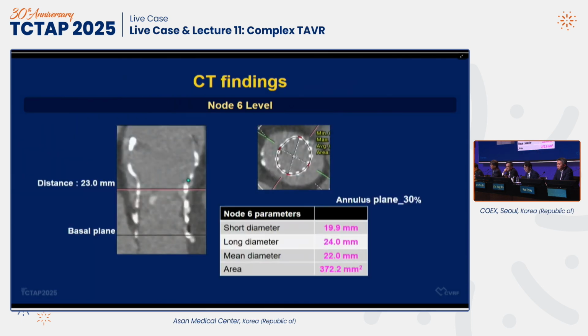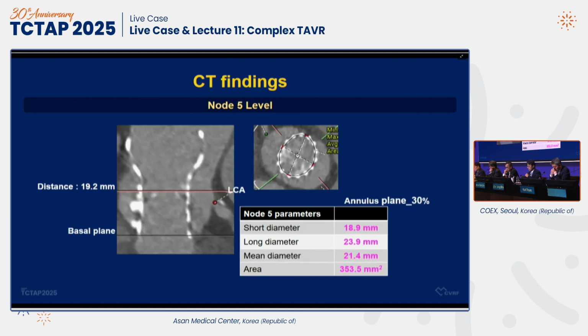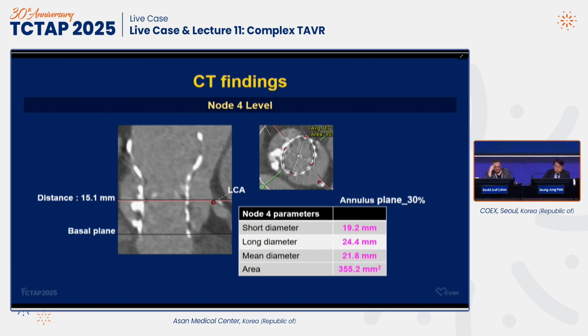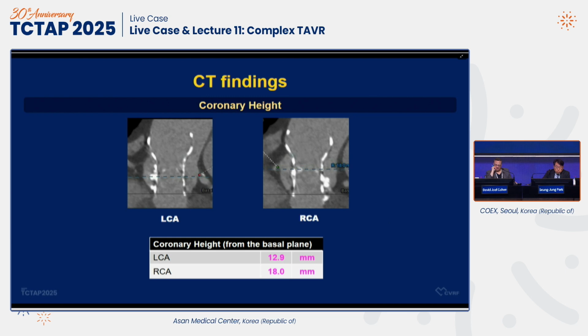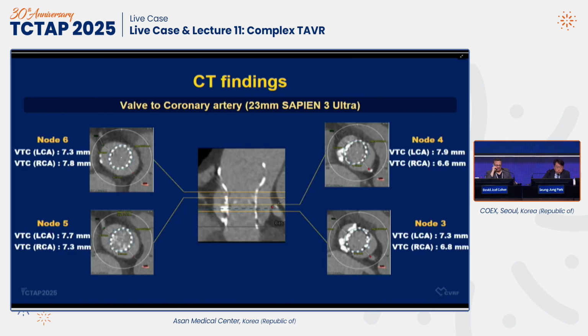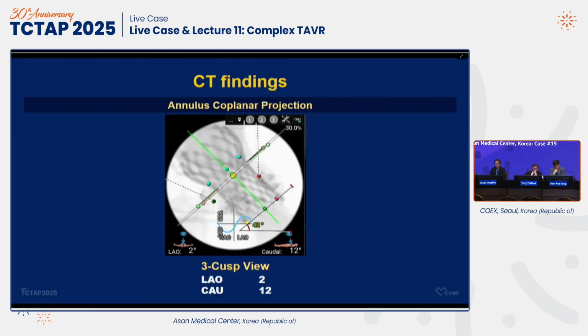And we measured the area and diameter at each level of the Evolut R node, and this is node 6, which is the neo-skirt plane. The area was 372.2 square millimeters, and mean diameter was 22 millimeters. And we did the same measurement for each level. And there's a left coronary artery coming out at the level of node 4 to node 3. And coronary height on the left side was 12.9 millimeters, on the right side 18 millimeters. And we have enough space, valve to coronary artery diameter were large enough, and there's little chance of coronary obstruction. And this is a coplanar view.